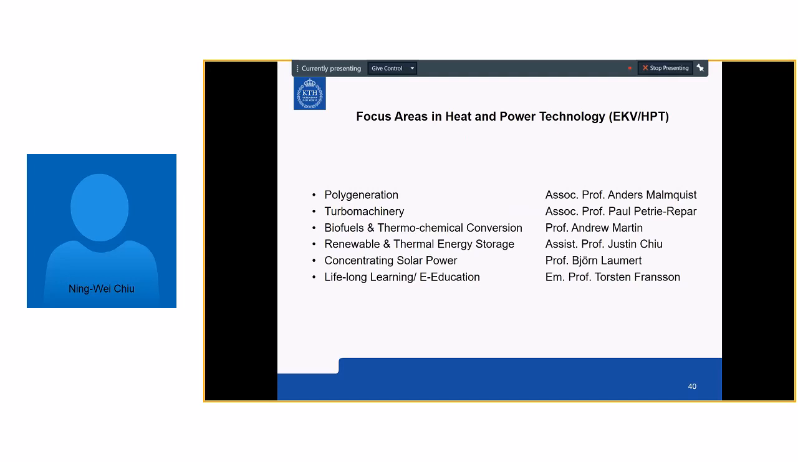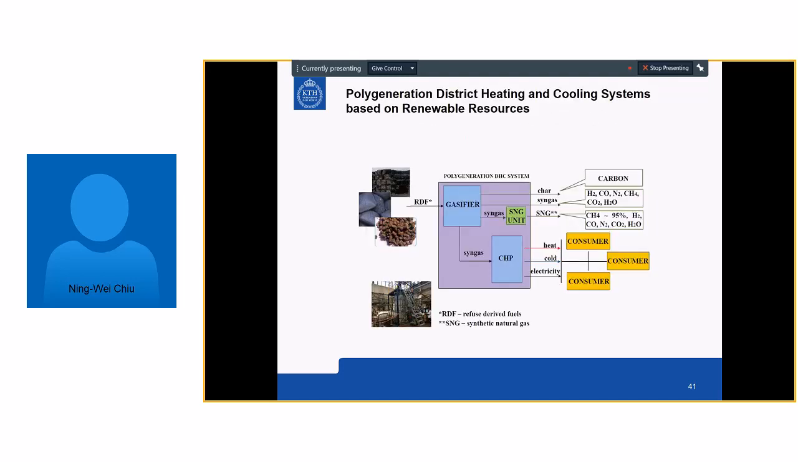Then I'm here. I'm more into renewables, energy storage. We have Professor Bjorn Laumert into concentrating solar power, CSP, with his team. And then we also have an emeritus professor, so a retired professor, Torsten Franzen, who is more into e-learning, lifelong learning, online education. But right now he has retired, so he's no longer with us. Let's go to each of the topics with some examples of what we're doing.